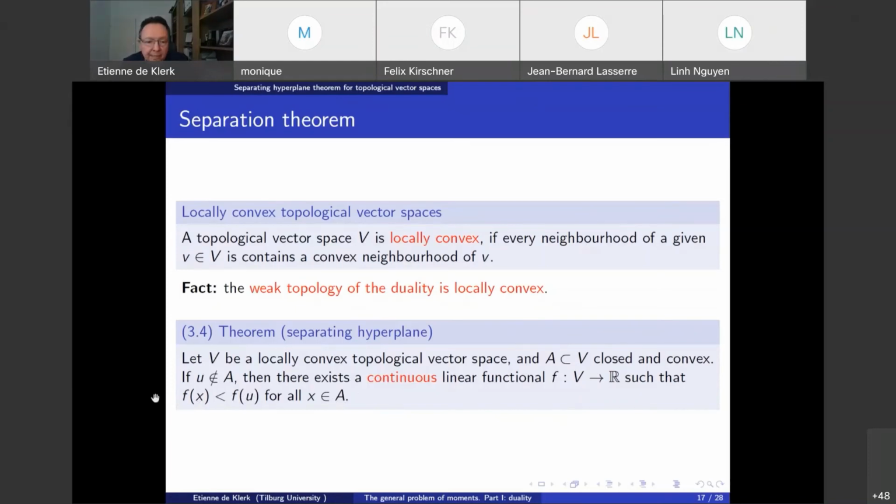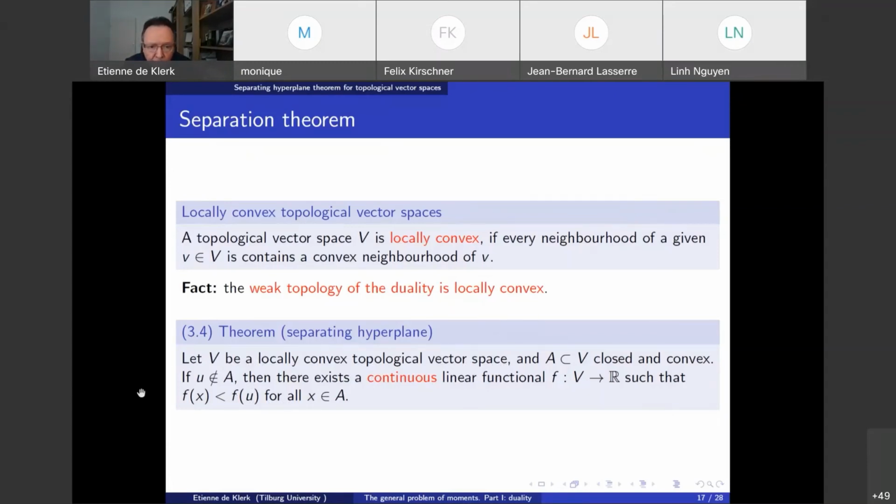So this is basically the thing that we're going to need to do the strong duality. We need the existence of a separating hyperplane, so we need that there exists a continuous linear functional that separates it. To have this, it's enough to have this locally convex topological vector space, and to have this, it's enough to have this topology, the weak topology from the duality.